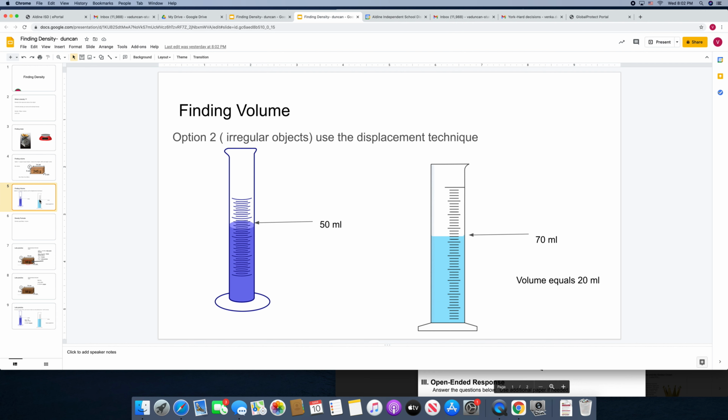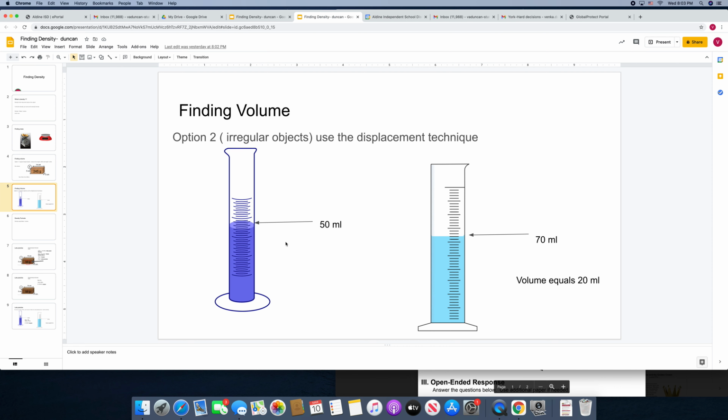So you have here in this picture 2 graduated cylinders. You're going to start with a known amount of liquid. So on the left side, you see this graduated cylinder has 50 milliliters of water. I'm going to drop a rock into the graduated cylinder, and I'm going to observe how much the water moved. So this is what we started with, 50 milliliters, and then we dropped a rock into the cylinder, and it made the water move up to 70 milliliters.